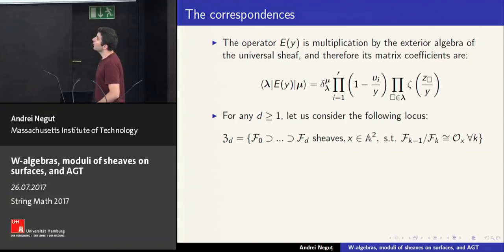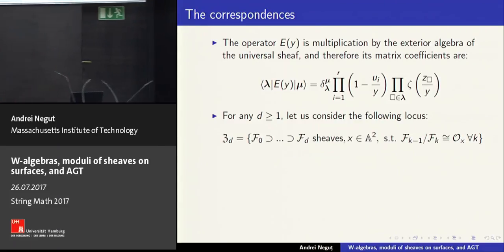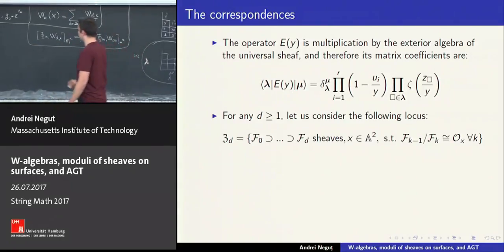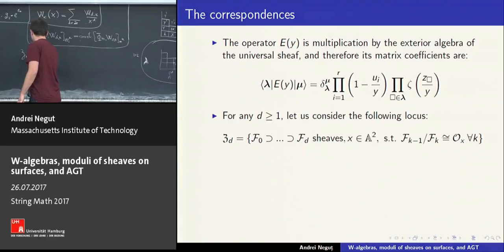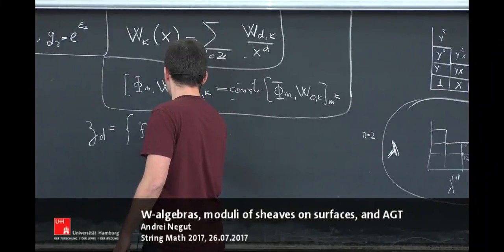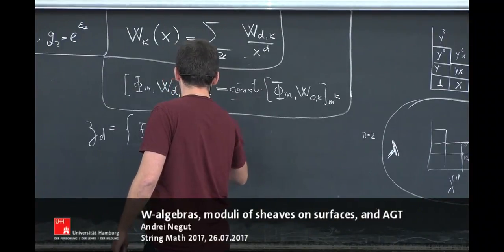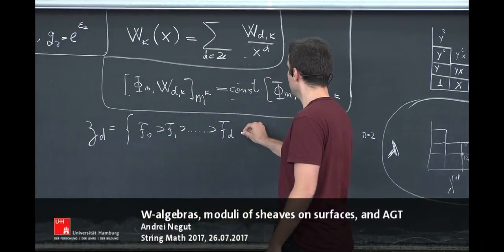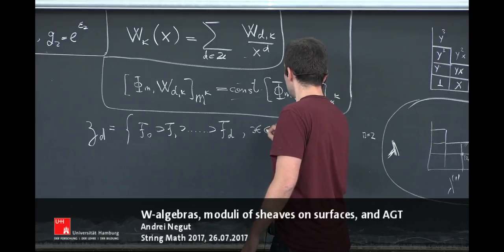It's rather simple. Now, to define L and U, the other two components of a W-algebra action, we have to consider the following locus. So we have to look not just at a single sheaf, we actually have to look at flags of sheaves. And the kind of flags we are looking for is this correspondence ZD, which consists of flags of sheaves F0, F1, all the way to Fd. This makes sense for any natural number D, together with a point X on the plane.